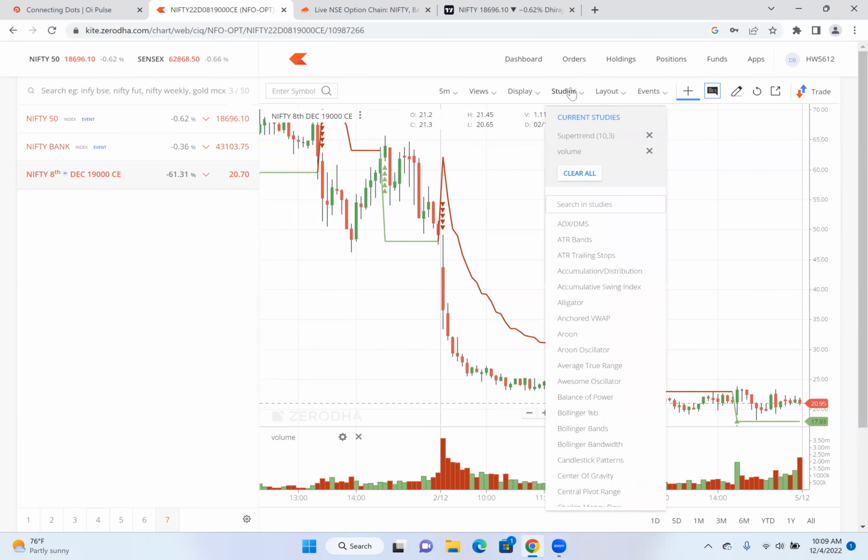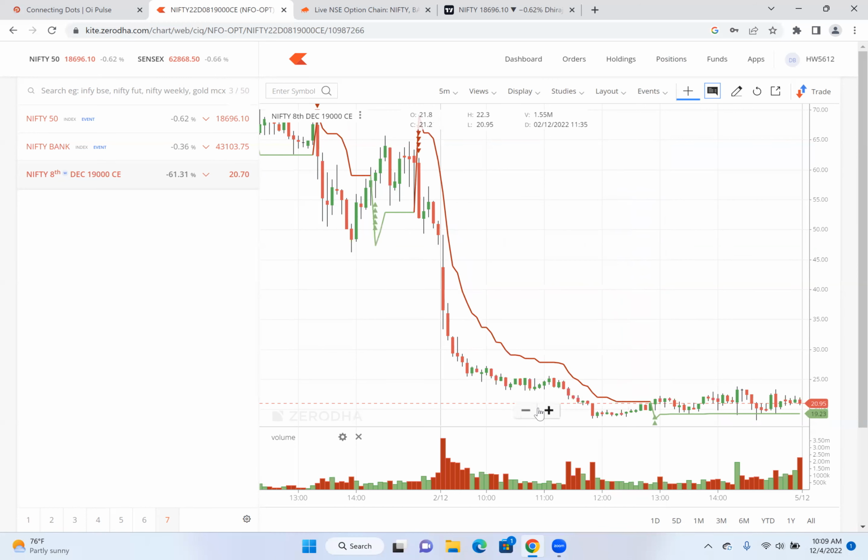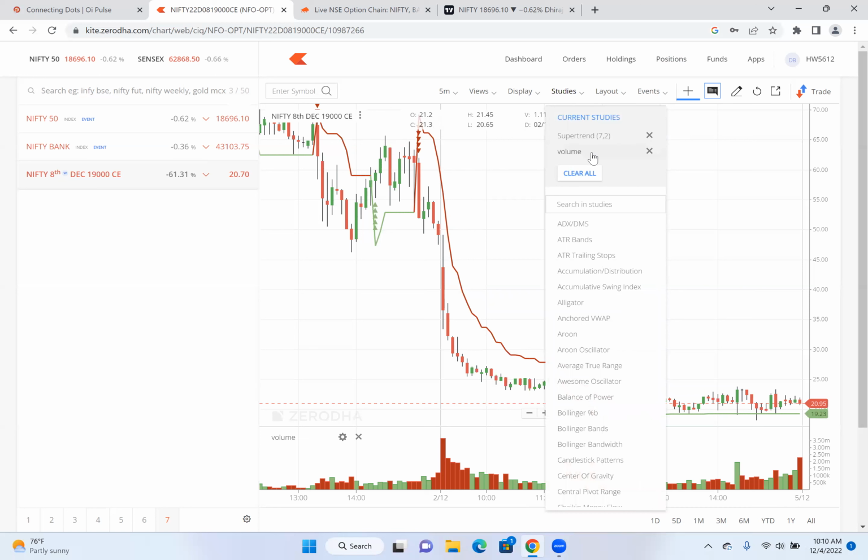So I come to studies in Zerodha. I have set up something called a super trend. Don't worry how super trend is computed; right now, just note it down. So you add something called super trend and change the period to 7 and the multiplier to 2. Don't worry about what 7 or 2 is; I will discuss that in some other meeting. Just make it 7 and 2. Then let me keep the volume for now.